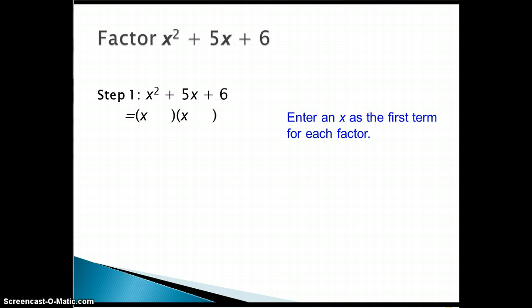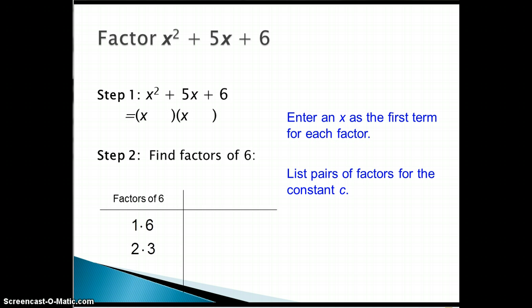So here's our first example, x squared plus 5x plus 6. We want to find two binomial factors that, if we were to FOIL them out, would give us that trinomial back. We know that the first term in each set of parentheses needs to be x, so our first step is to write our two sets of parentheses and place x's in the front of each set. Then our second step is to list factors of the constant, which in this case is 6.